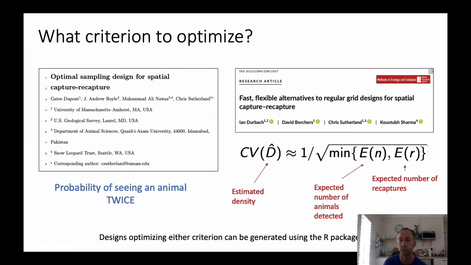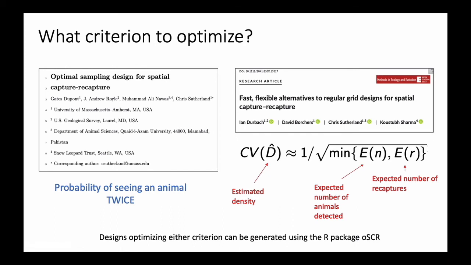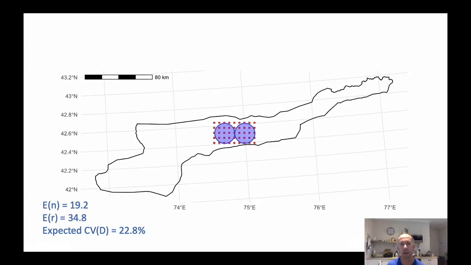The paper on the right proposes an objective function that tries to maximize whichever is currently smallest, the expected number of animals detected or the expected number of recaptures. And the rationale behind this criterion is that there's a direct link between it and the variance of density estimates given by this approximation. The idea is that by optimizing what's on the right, we also optimize what's on the left, and this is a statistically well-defined objective function. You can develop designs using either criterion using the R package OSCR, and both papers contain code examples for doing this. Let's finish up by looking at an example.